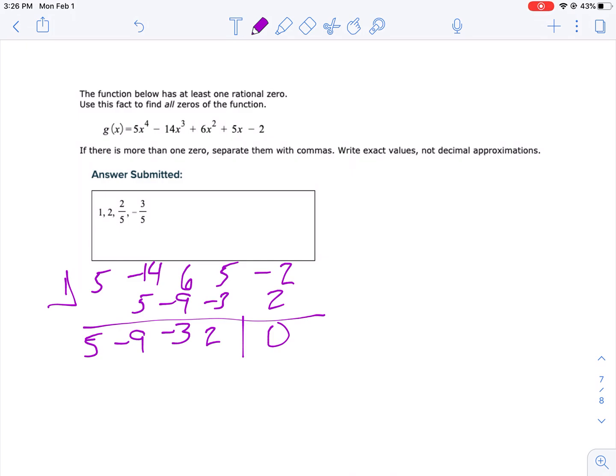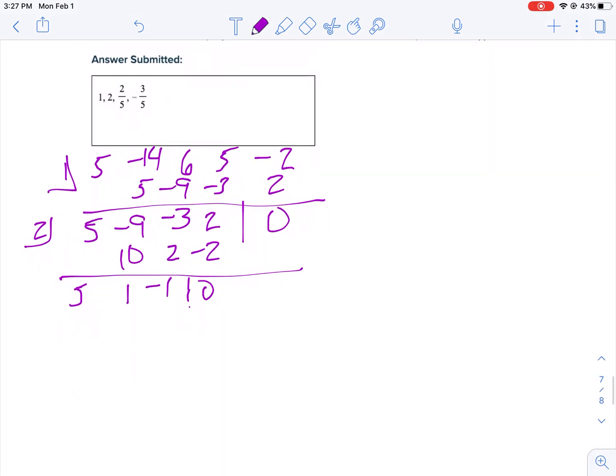Now let's do 2. So bring down the 5. 5 times 2 is 10, which gives us 1. 1 times 2 is 2, which is -1, -2, which gives us 0. Then what we have here is 5x squared plus x minus 1 equals 0. And I don't think that factors like what you got, because I can't find two numbers that multiply to -5 and add to 1. So at this point, I'm going to use my quadratic formula.